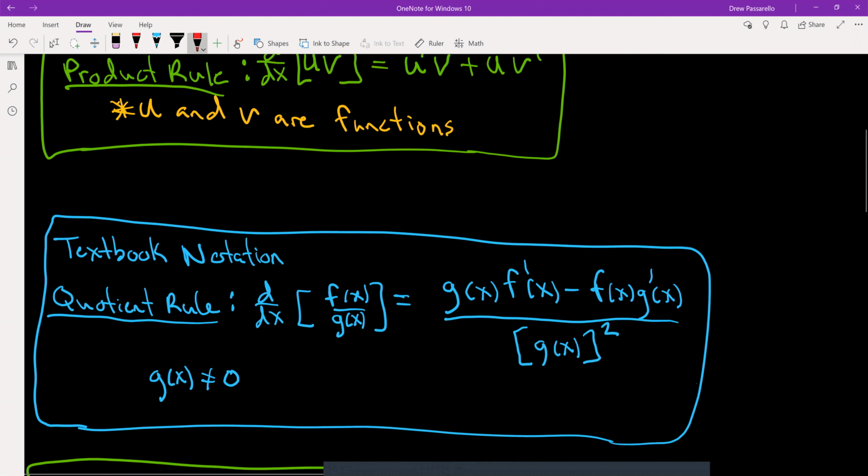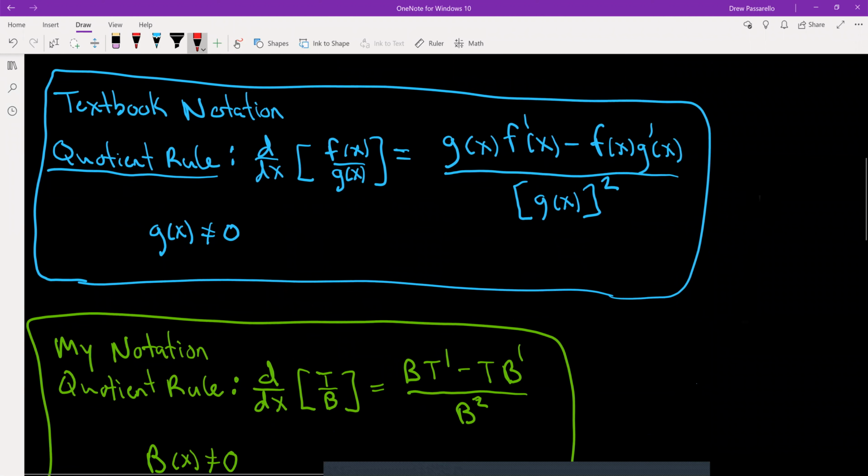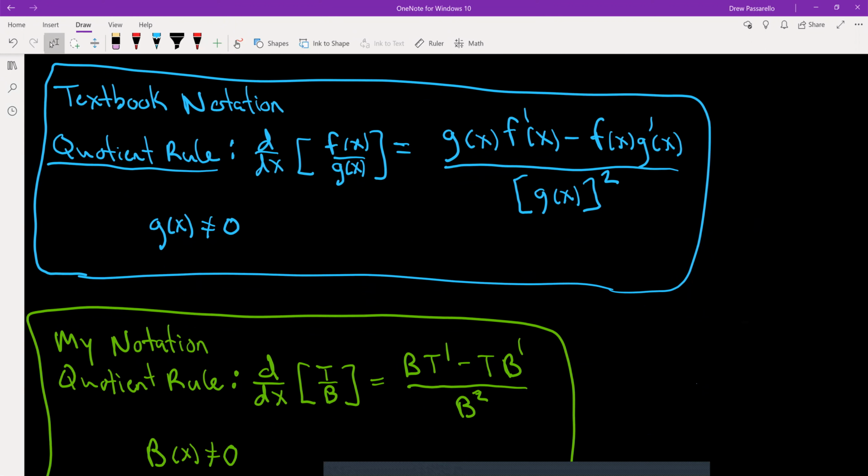The next formula is the quotient rule, and a quotient is just a fraction. First, the textbook notation: taking the derivative with respect to x of f of x divided by g of x, where you can't have g of x be 0 since you can't divide by 0. It's going to equal the following. On the numerator, it's g of x times f prime of x minus f of x times g prime of x, divided by g of x squared.